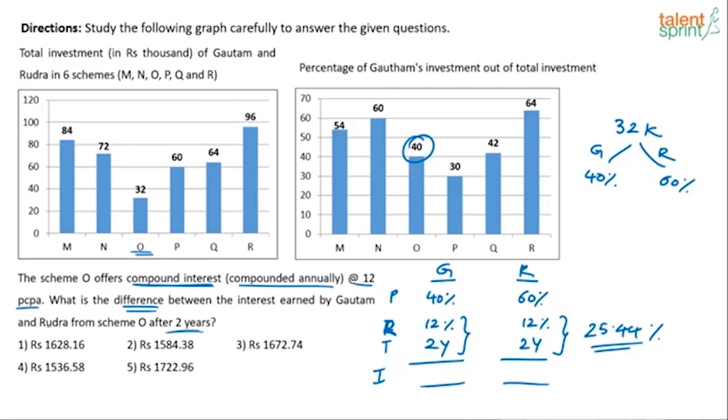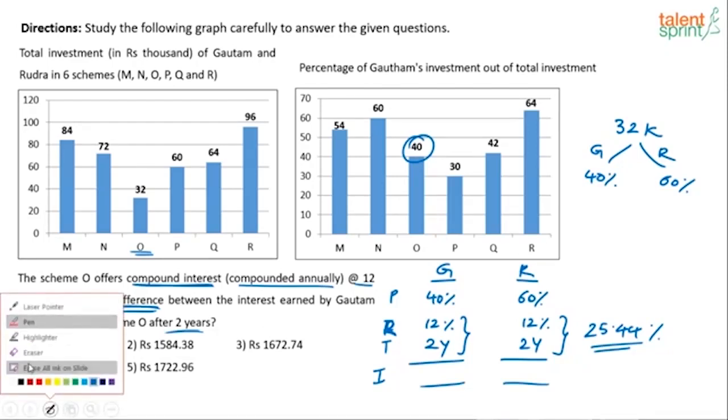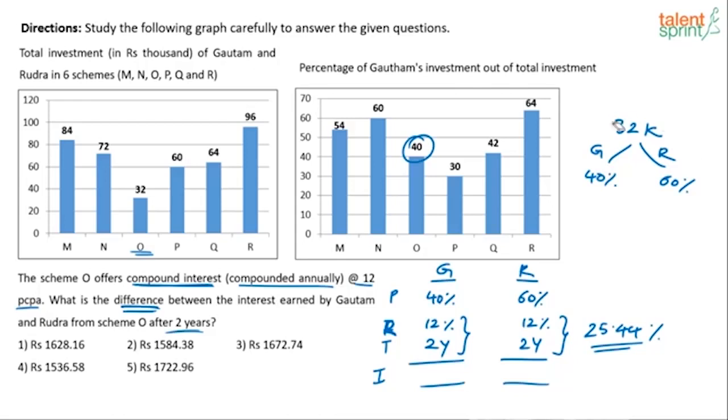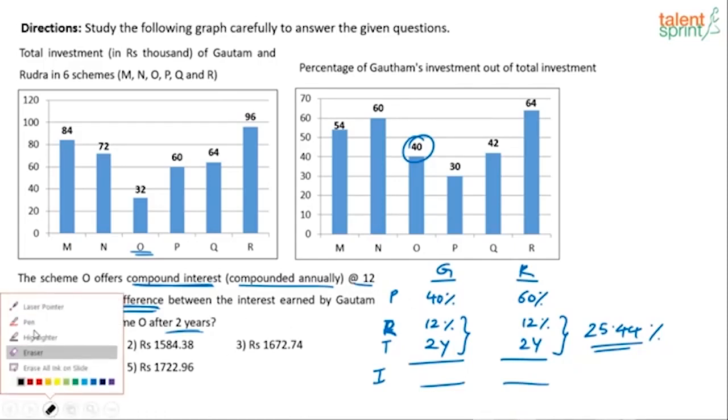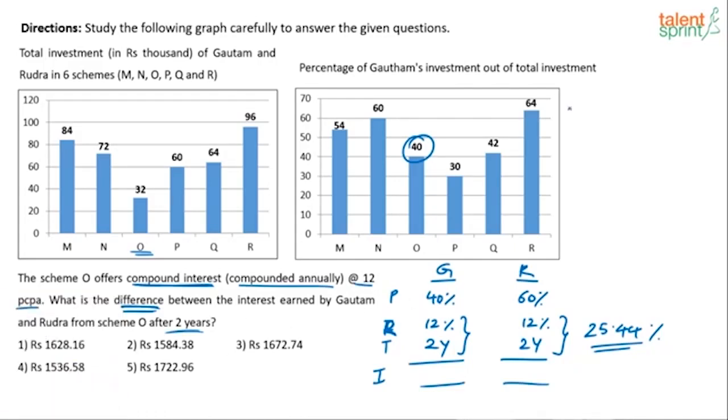We want the difference of the interest earned. So if you understand overall, 60% minus 40% is how much? 20%. So 20% of 32,000 of 25.44%. Are you able to follow? I'm writing the final step here. Try and understand. I'm sure you have understood, right? Gautam will get 60% of 32,000. Rudra will get 40% of 32,000. That's their investments. The difference is as follows.